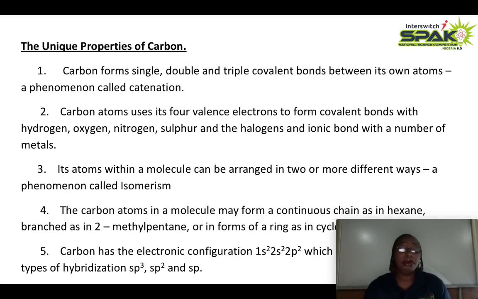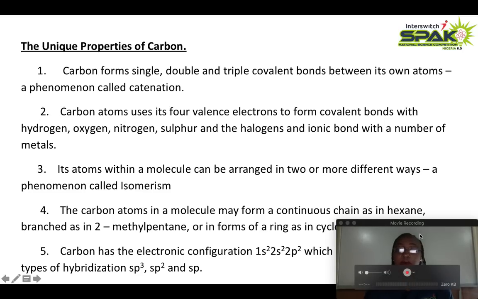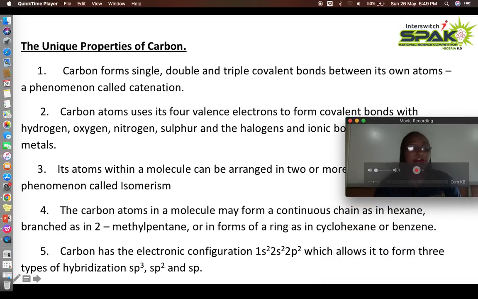Isomerism is a phenomenon whereby organic compounds have the same molecular formula but different structures. Carbon atoms in a molecule may form various chains, as in hexane, branched as in 2-methylpentane, and they also form rings, as in cyclohexane or benzene. Carbon has the electronic configuration 1s2, 2s2, 2p2, which allows it to form 3 types of hybridization: sp3 as we find in alkanes, sp2 as in alkenes, and sp as in alkynes.